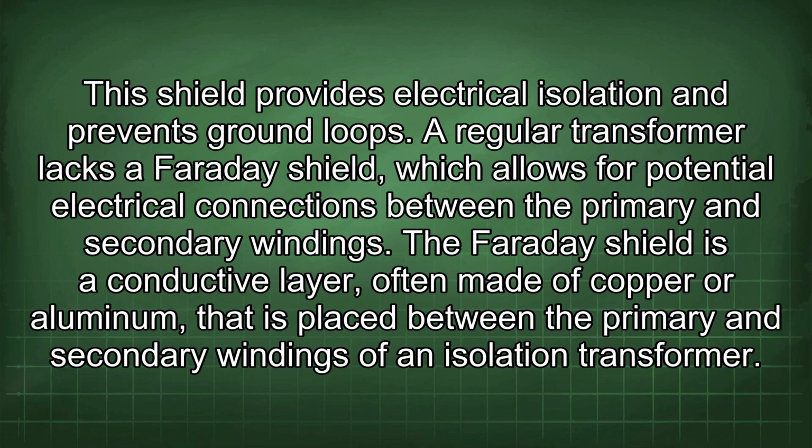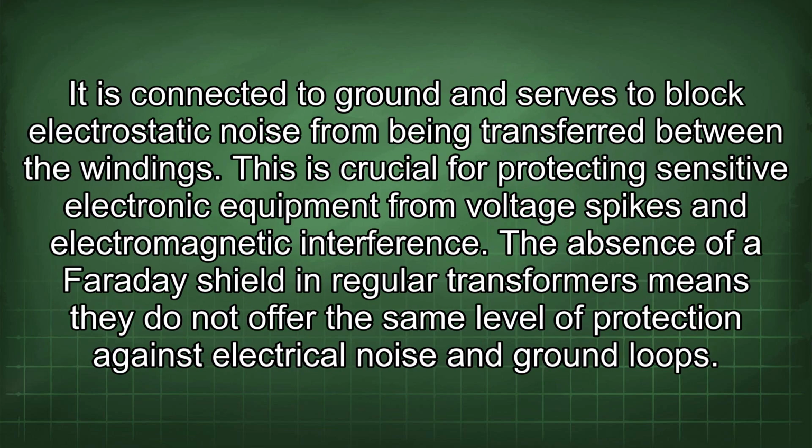The Faraday shield is a conductive layer, often made of copper or aluminum, that is placed between the primary and secondary windings of an isolation transformer. It is connected to ground and serves to block electrostatic noise from being transferred between the windings. This is crucial for protecting sensitive electronic equipment from voltage spikes and electromagnetic interference. The absence of a Faraday shield in regular transformers means they do not offer the same level of protection against electrical noise and ground loops.